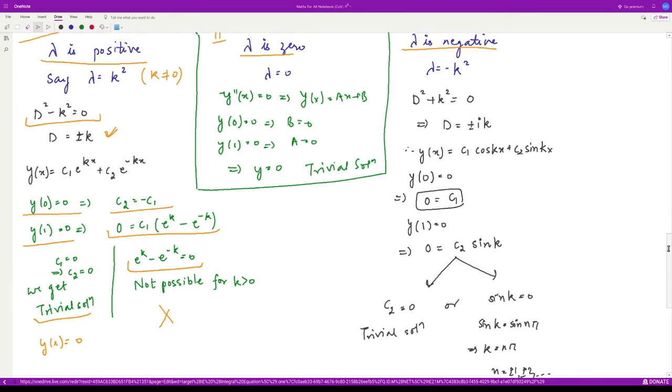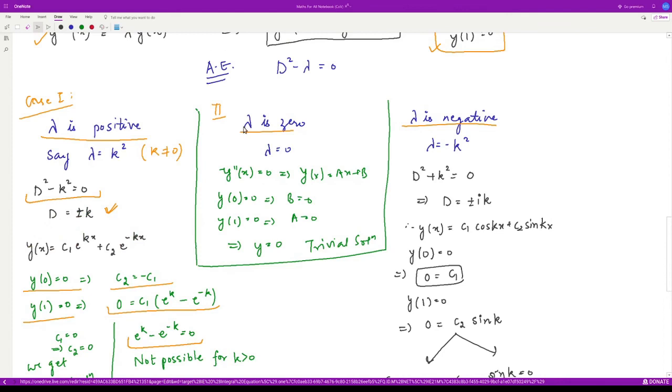Let us take a look at the second case. Let us assume lambda is 0.